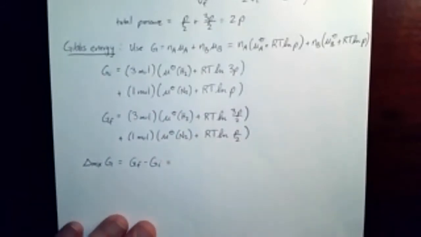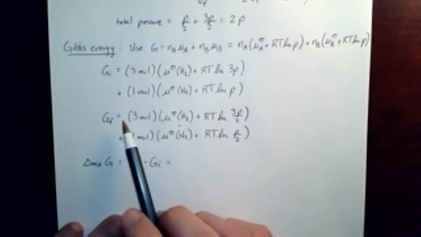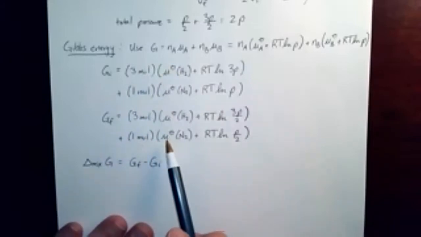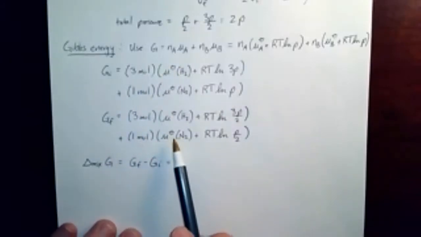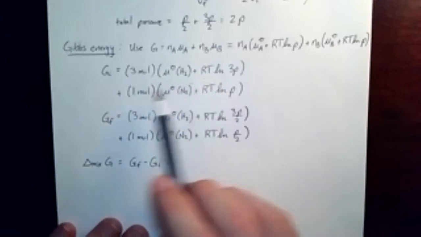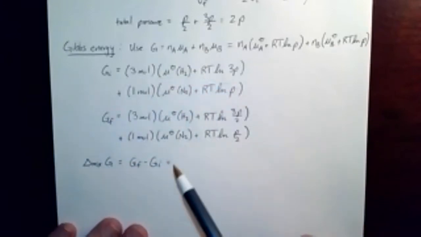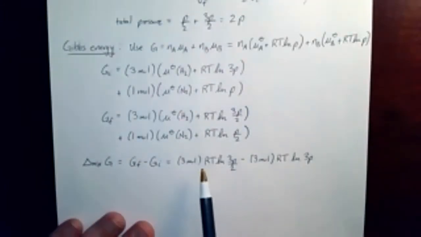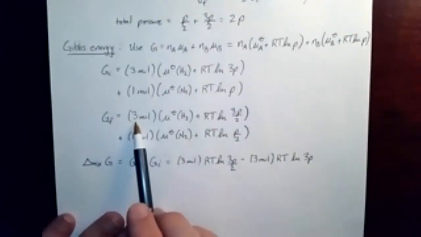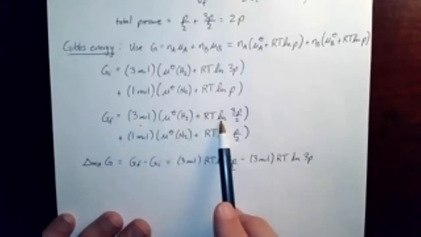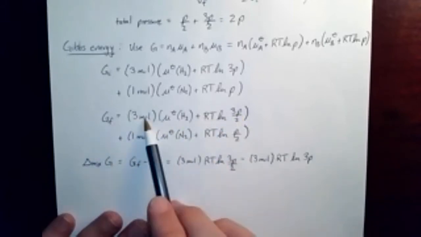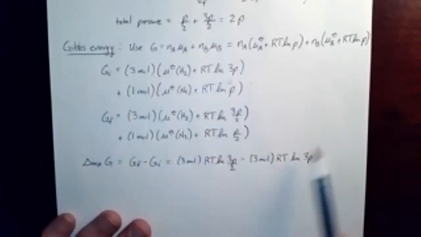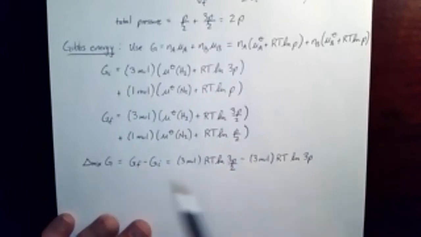And as we saw earlier in a similar situation, the mu standards are going to cancel when I subtract these two equations. I'll be left with a bunch of terms that look like RT ln of something. So let me write that out. First I grouped the H2 terms. We have 3 moles of RT ln 3p over 2 in the final formula, and in the initial, it's 3 moles of RT ln 3p, which I'm subtracting because I'm subtracting G initial.